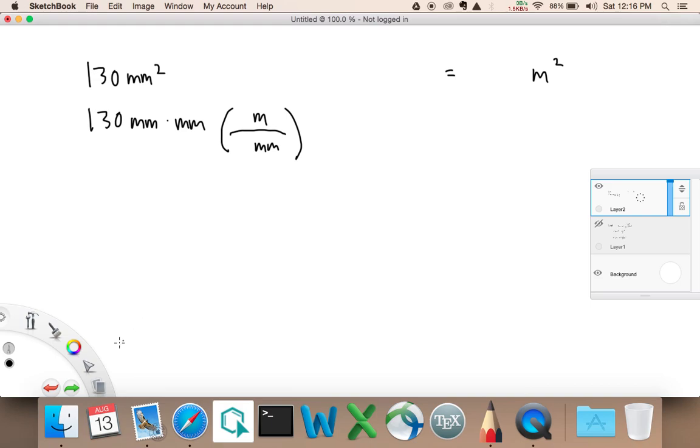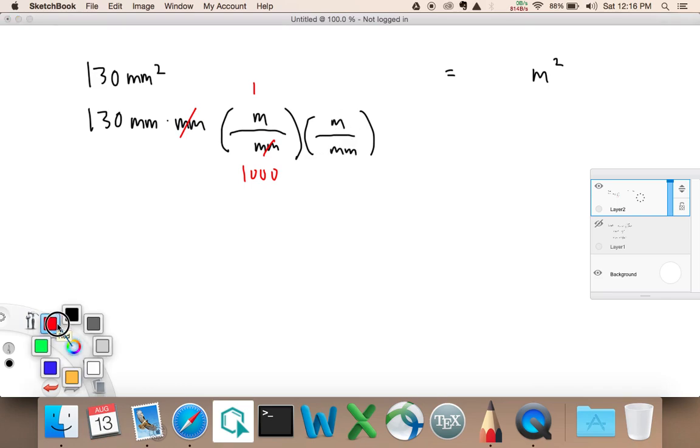Let me do this with a different color. There's 1,000 millimeters in 1 meter, and in doing so, I've crossed off that one. Let's do it again and cross off the other one. How many millimeters are in a meter? It's 1,000 millimeters in a meter. Now I've crossed that off, and I have my square meters.